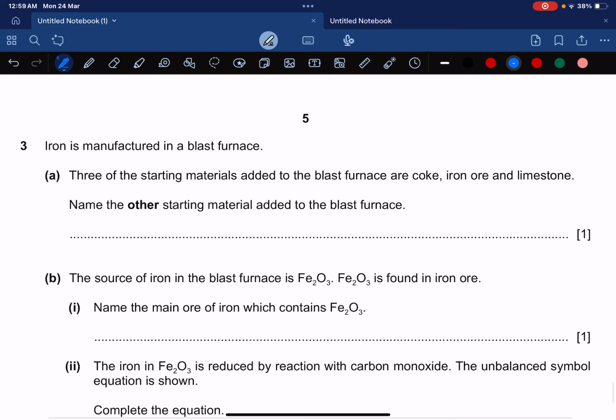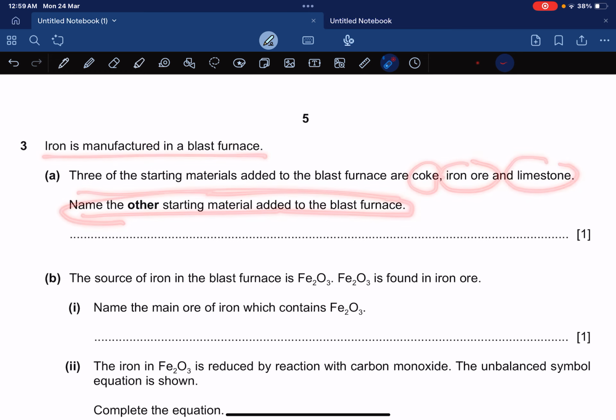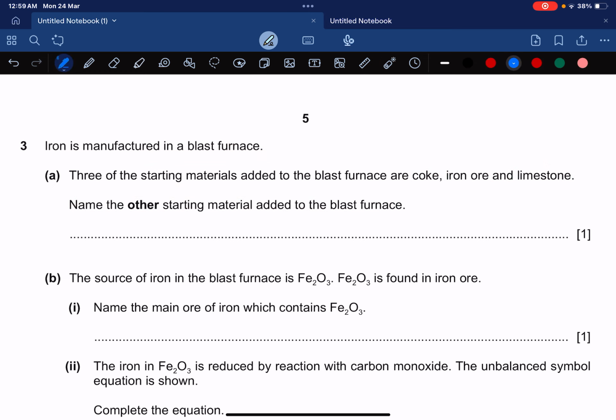Okay, iron is manufactured in the blast furnace. 3 of the starting materials are added to the blast furnace: coke, iron ore, and limestone. Name the other starting material added to the blast furnace. Acha. Now, important thing over here is that these are the 3 main core ingredients, the more integral part of a blast furnace, which you got to add in order to get your iron: coke, iron ore, which is hematite, and limestone. And now they're asking for one other starting material.